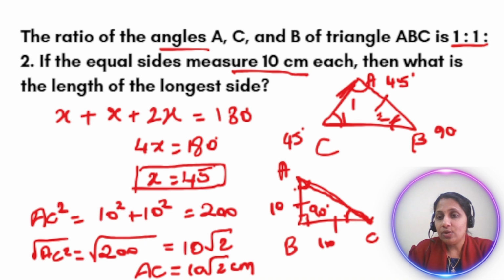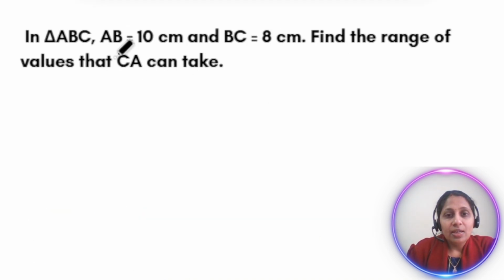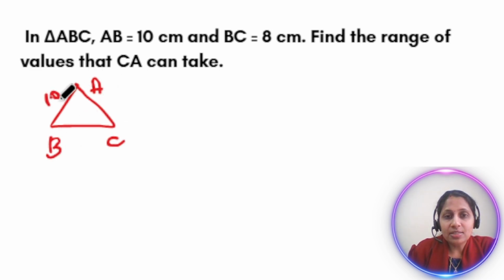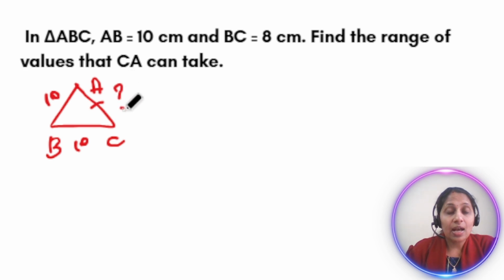Now let us go to the next question, which is: again draw a triangle A, B, C. AB is 10 centimeters, BC is 10 centimeters. Find the range of values that CA can take. They are asking what are the different values it can take. So this is based on the properties of a triangle. We already know that the sum of the two sides should be greater than the third side. So here the sum of the two sides, AB plus BC, is 20.